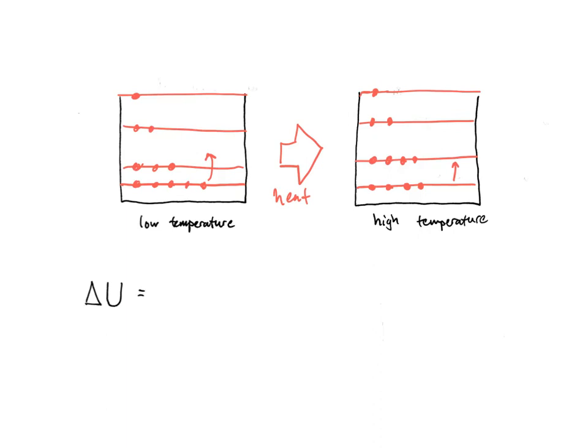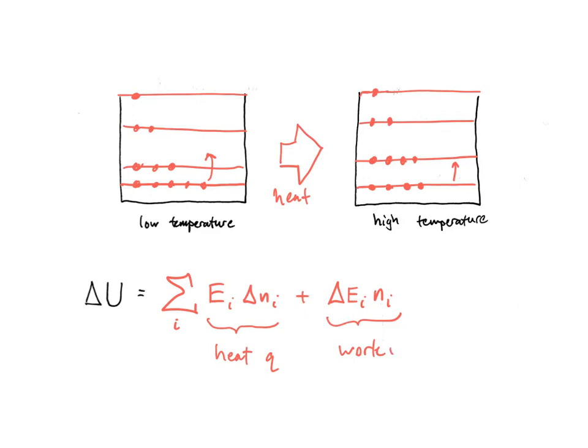So going back to the expression that I have on the previous page, the change in energy is a sum of keeping the energy levels the same, but changing the number of atoms at each energy level, plus changing the height of the energy levels themselves, times keeping the number of atoms at each energy level the same. What this corresponds to here is this is heat, Q, and what this corresponds to is work, W. And so that's the quantum mechanical form of the first law of thermodynamics.